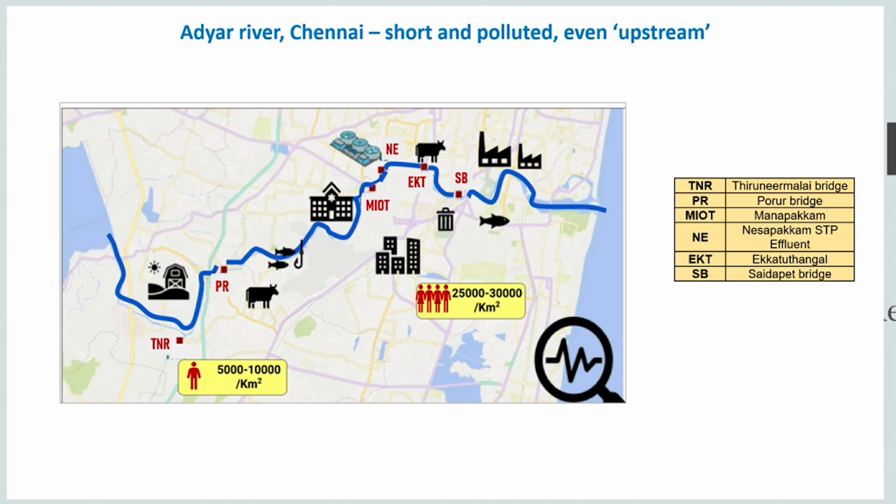We have sampling points. The first two, TNR and PR, are outside the main city, but they are already quite polluted. And then we have the sampling sites within the city, and then downstream we have to stay far enough from the sea to avoid tidal influence.